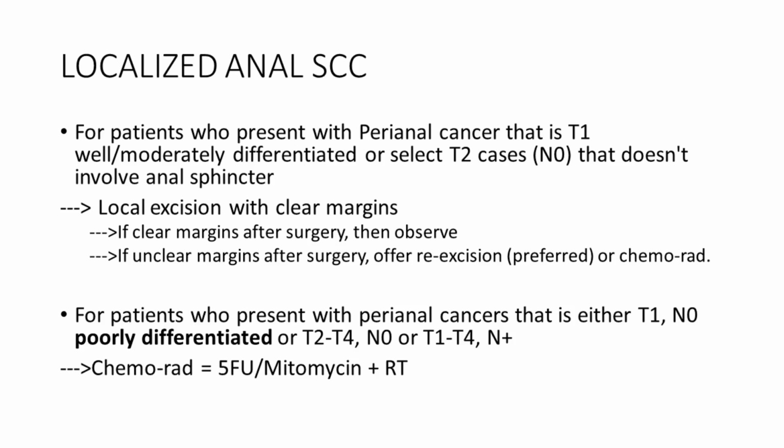For patients with perianal cancer that is T1 well or moderately differentiated, or select T2 cases, N0, without anal sphincter involvement, local excision with clear margins is recommended. If margins are unclear after surgery, re-excision is preferred, but chemoradiation can be done as well. For poorly differentiated or more advanced cases without metastasis, chemoradiation with 5-FU and mitomycin is advised.